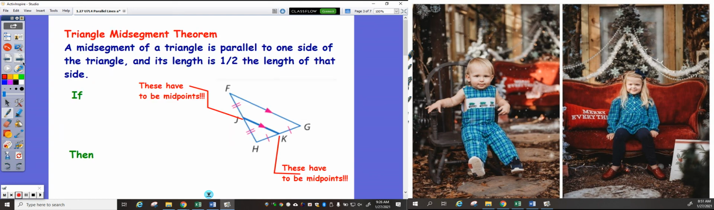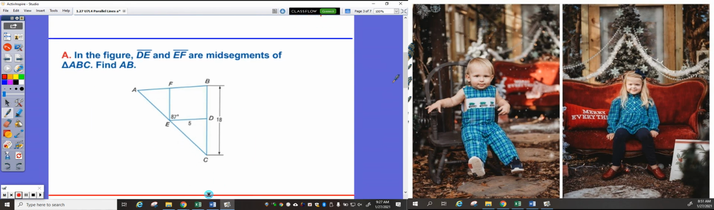Fantastic. Midsegment. Okay? If I find the midpoint of each side of the triangle, then if this length is 10, this length is 5. That's all that means. If this is the midsegment, then the larger side is twice the value of the smaller one. But they have to be the midpoints. Let's look at an example. So again, it says that DE and EF are midsegments.